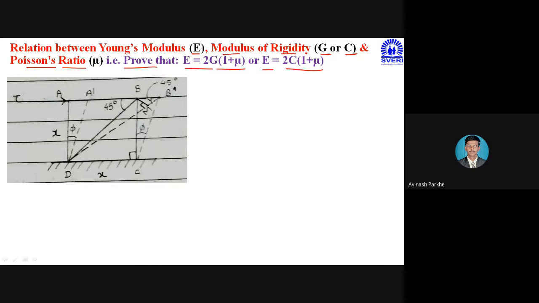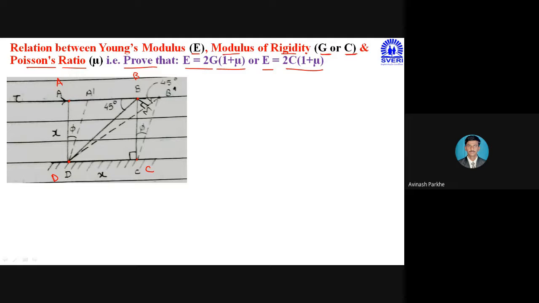One figure is represented in front of you. Is that figure properly visible to all? Yes, sir. Okay, so what does that figure indicate? Here we have considered a block ABCD, where A is present, then B, then C and this particular D.